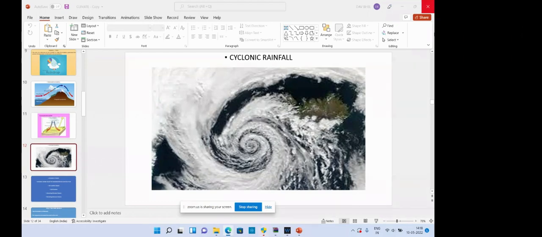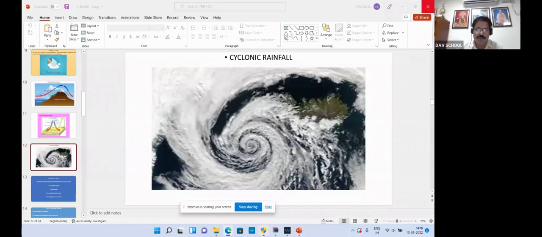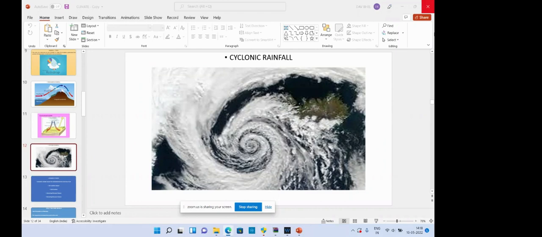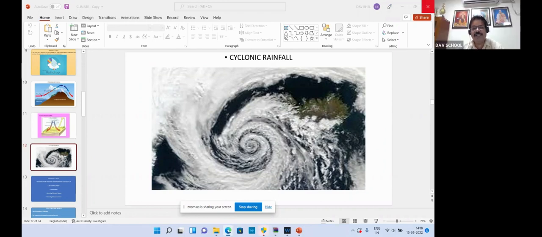So that surplus moisture will be shed out in the form of droplets. These droplets will cling to the dust particles and form cloud. And when the cloud is cooled, precipitation takes place, rainfall takes place. This is what we call cyclonic rainfall.